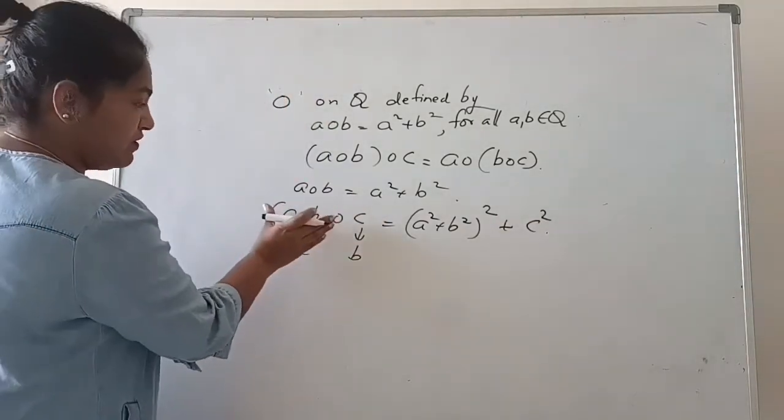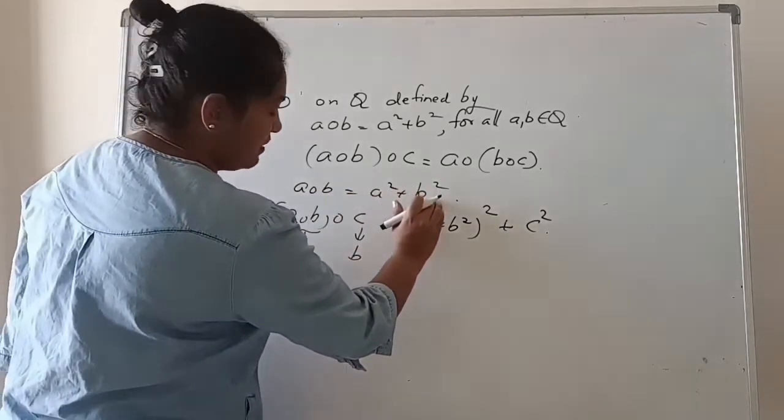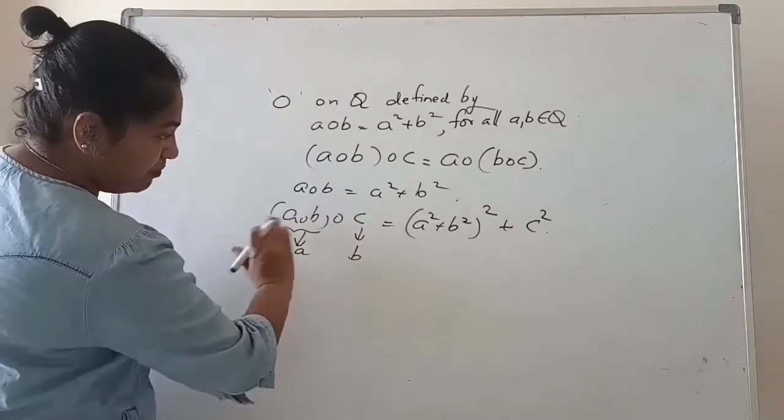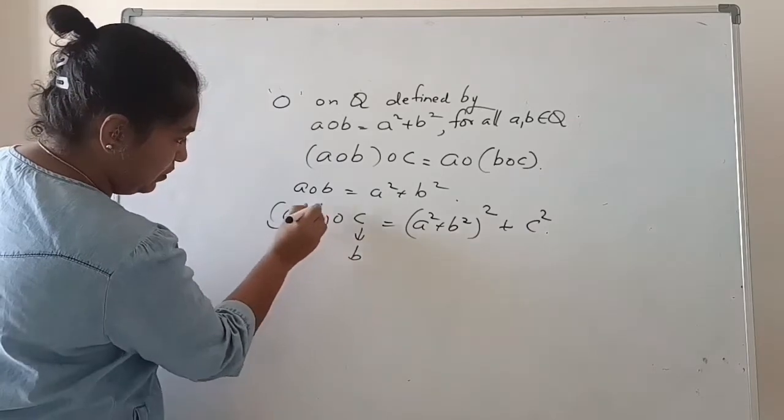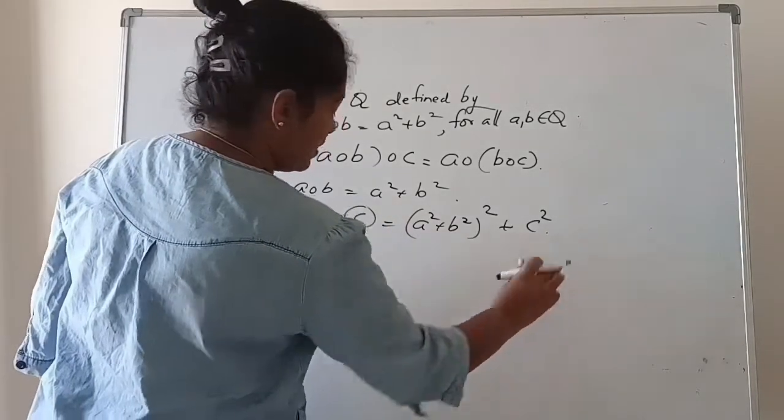The reason being, now this is my A and this is my C. So, A binary B is A square plus B square. So, this binary operation will be equal to A square plus B square, right? So, this is what I am getting.